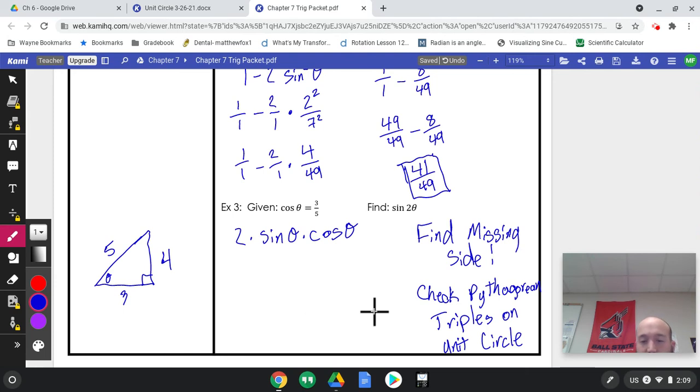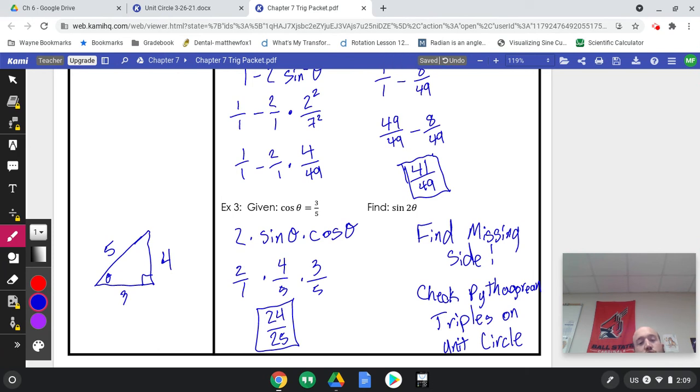Okay. Now, over here, we have 2 times sine theta times cosine theta. If we rewrite that, that's 2 over 1 times our sine, which would be 4 over 5. Cosine, as it told us, is 3 over 5. Now to do this, just multiply across the top. So 2 times 4 is 8, times 3, 24. On the bottom, 1 times 5 is 5, times 5 is 25. And here is our final answer.